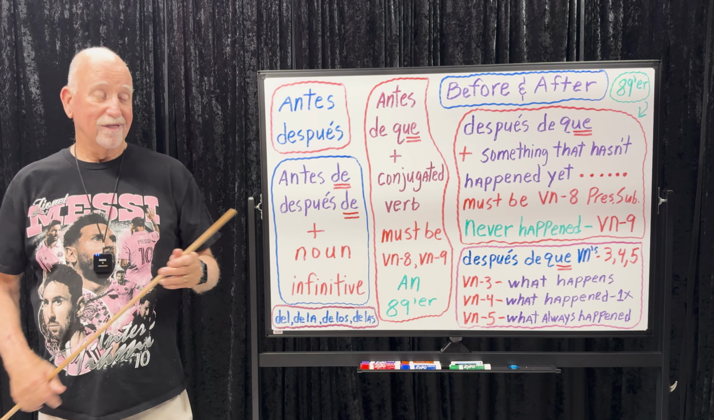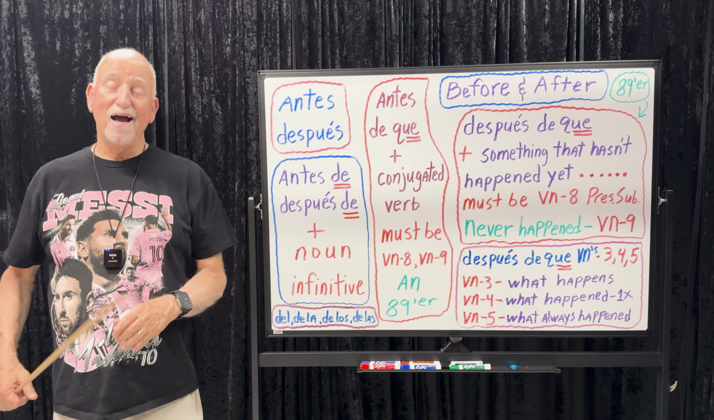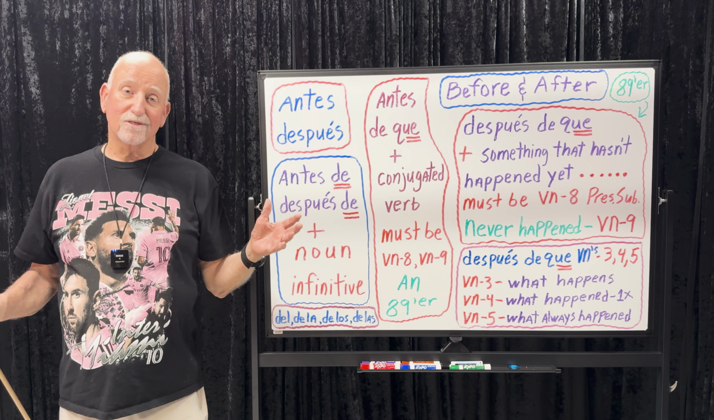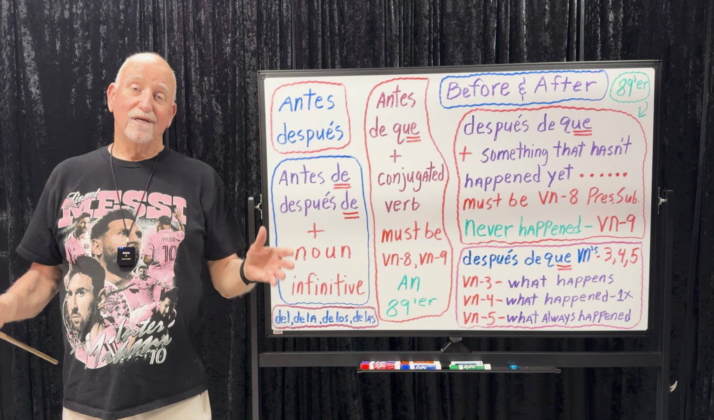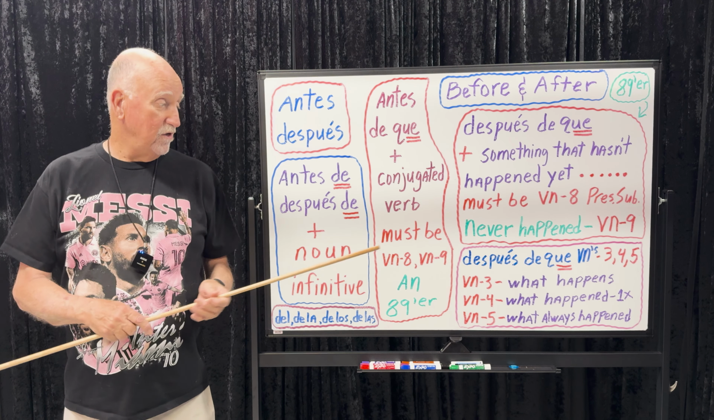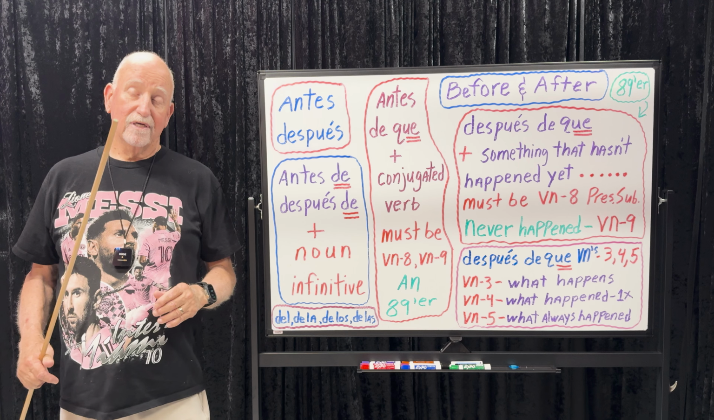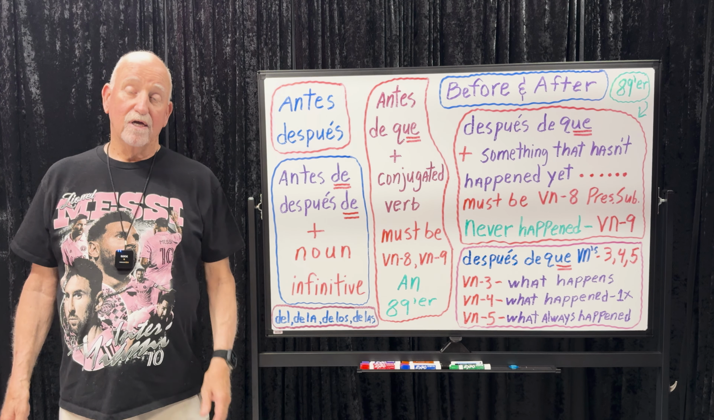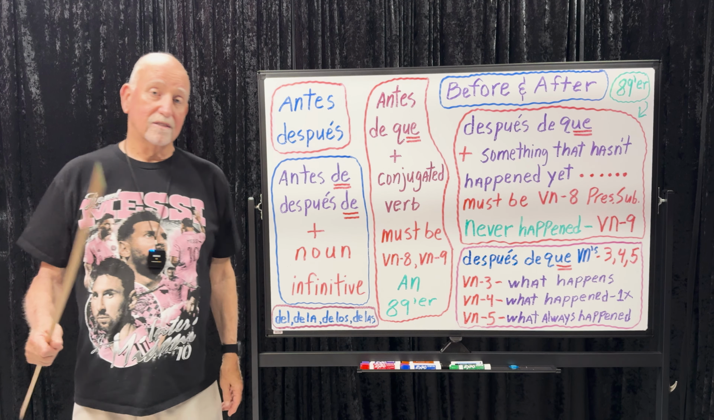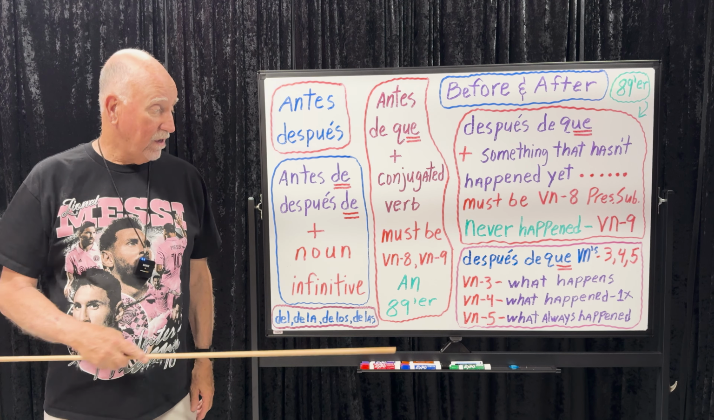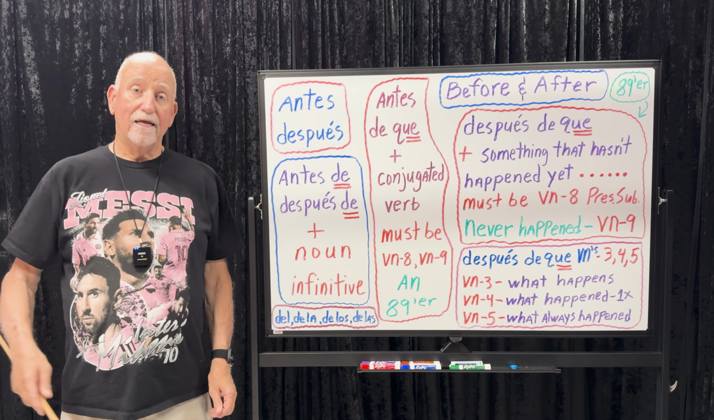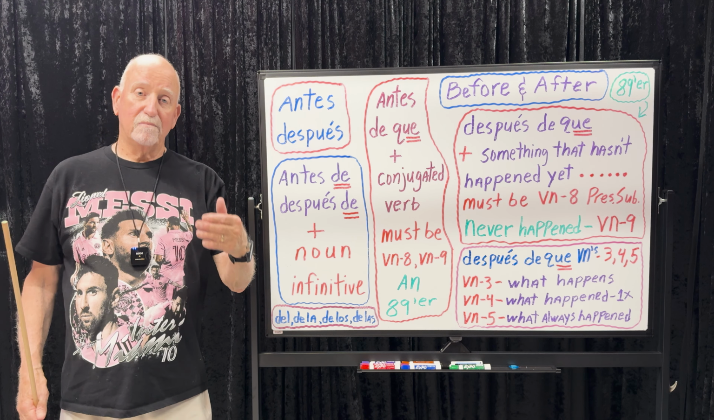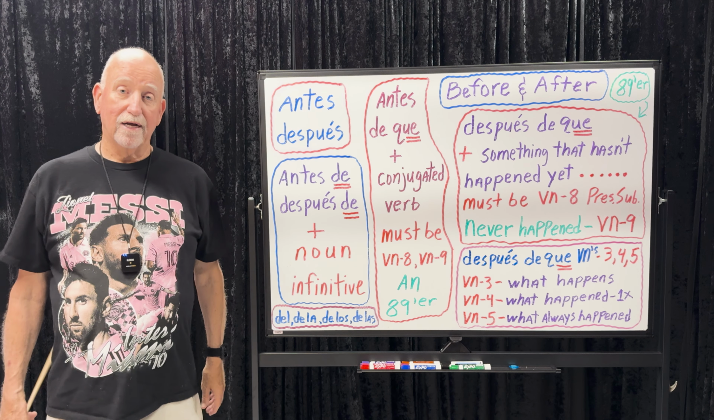Ladies and gentlemen, an 89er. That's what an 89er is all about. Can you handle an 89er? Can you put the verb in the present subjunctive? Can you put the verb in the past subjunctive? Well, I tell you what. We have spent a lot of time in many, many lessons working with 8s and 9s. And again, you're just going to keep getting better and better as we practice more.